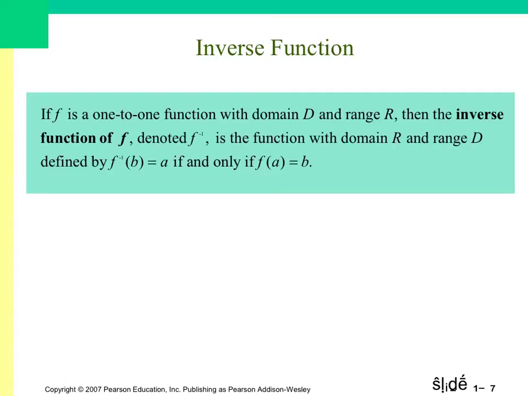If f is a one-to-one function with domain D and range R, then the inverse of the function is denoted by f to the negative 1. It is the function with a domain of R and a range of D. Okay, so see how this had a domain of D, but its inverse has a range of D, and this had a range of R, and the inverse has a domain of R, meaning the inverses flip each other. Okay, so we'll see some examples of this.